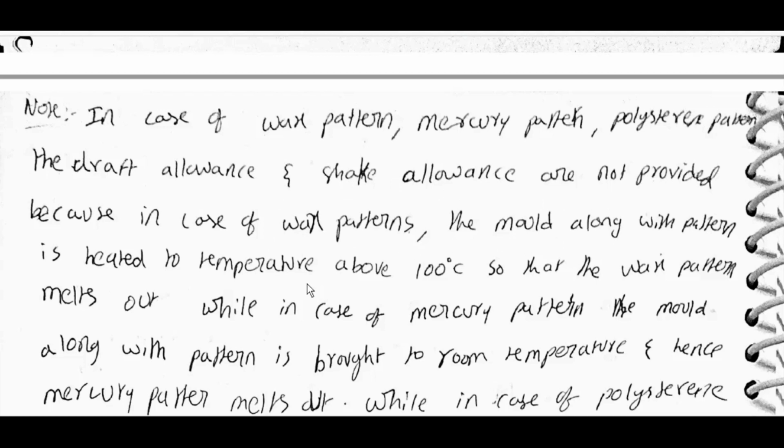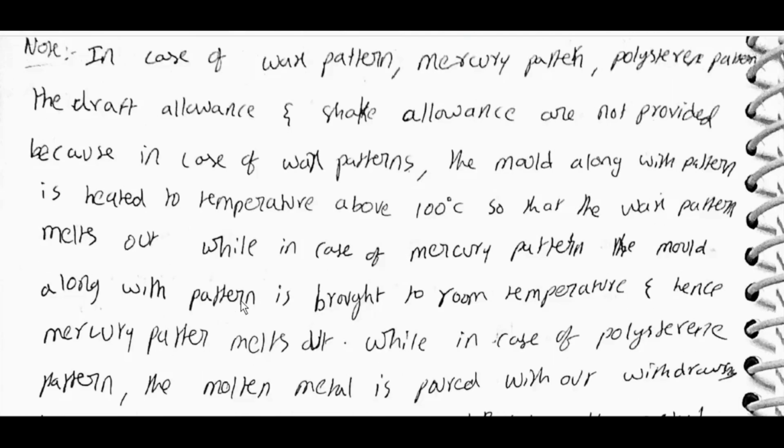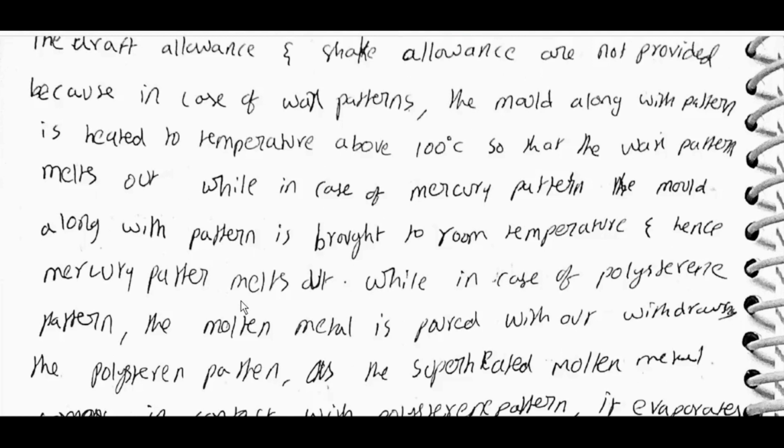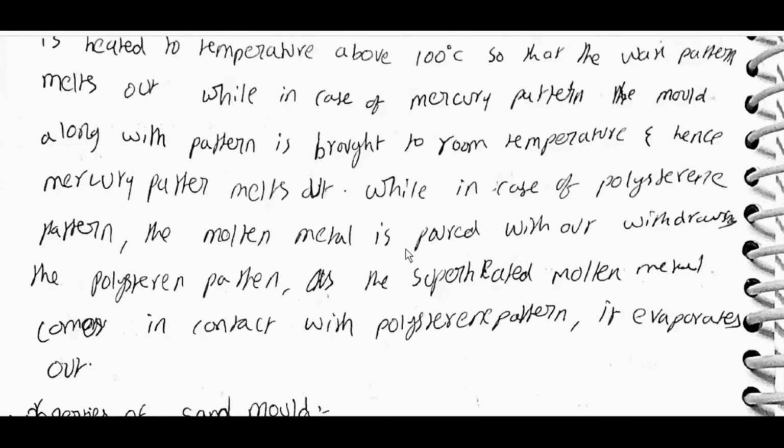is heated to a temperature above 100 degrees centigrade so that the wax melts out, while in case of mercury pattern, the mold along with pattern is brought to room temperature and hence the mercury pattern melts out, while in case of polystyrene pattern, the molten metal is poured without withdrawing the polystyrene pattern. As superheated molten metal comes in contact with the polystyrene pattern, it evaporates out.